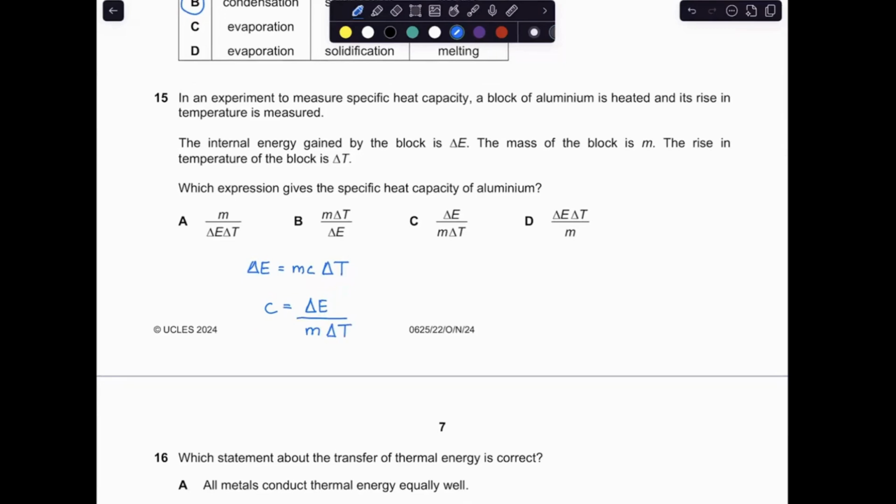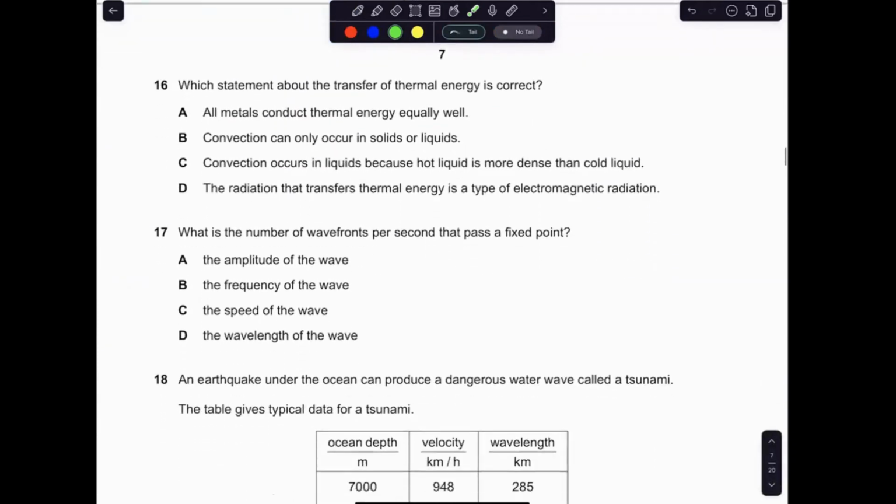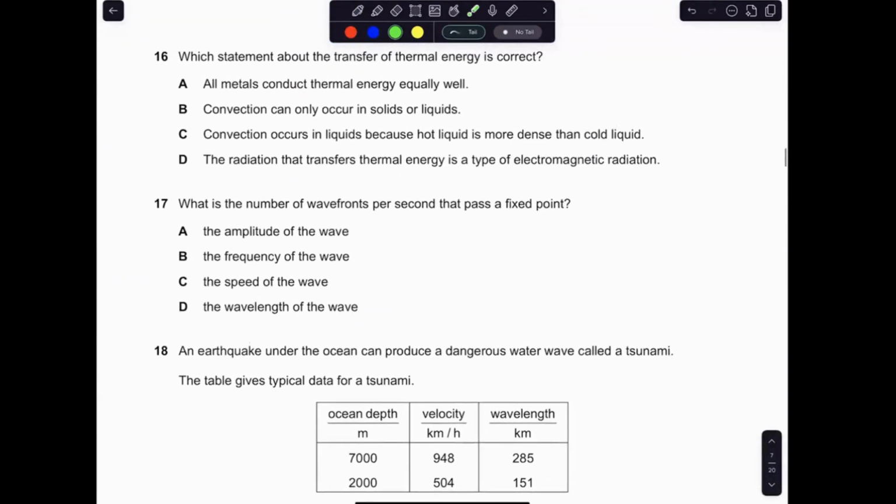So whenever you're asked for an equation, you see the form in which we usually remember the equation is actually this one, not this one. So if you try to do it directly, you might get it wrong. The safest way to do it is write it in the form that you're most comfortable with and then just simply rearrange it before picking the answer. So which statement about the transfer of thermal energy is correct? Number 16.